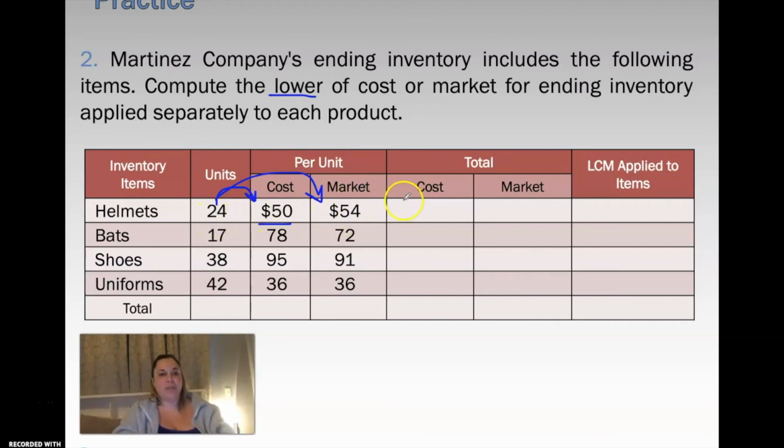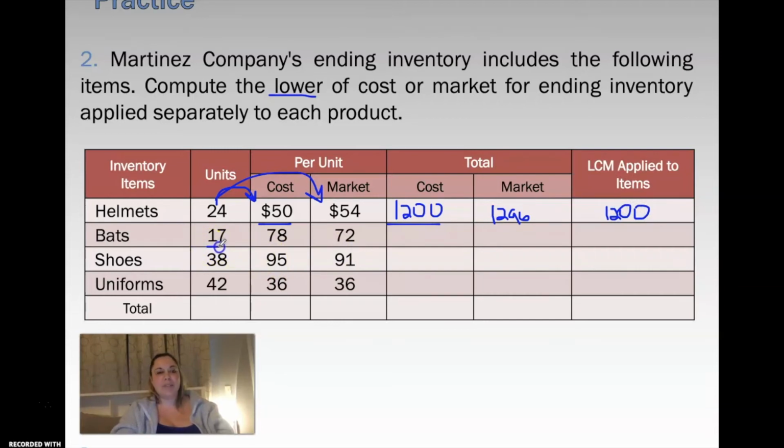1,200. So 24 times 50, we get 1,200. Okay, and then we're going to do the same thing with the market. So 24 units times $54, we get $1,296. So we already know that the cost, the $50, is lower than the market, so they still make us calculate both. So 1,200 is the lower. So lower of cost or market applied to the items, 1,200 we're going to write in. Okay, and we're going to do that for each one.